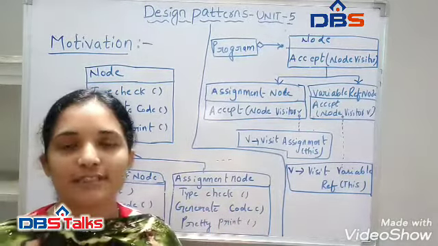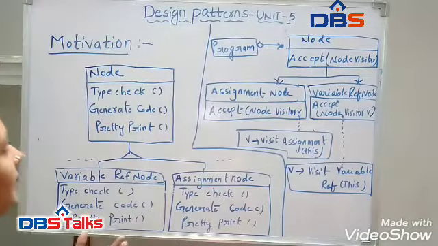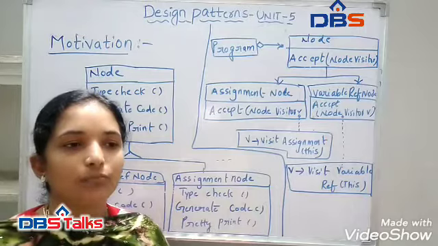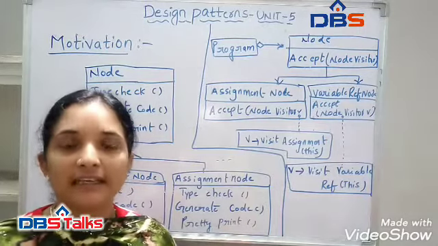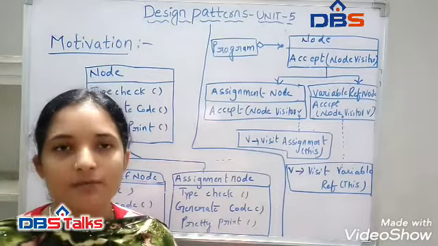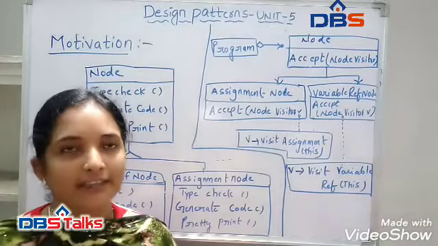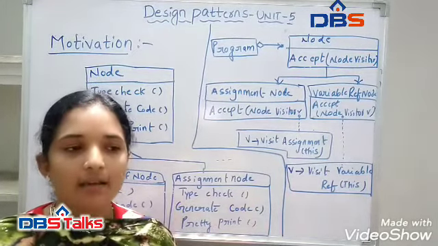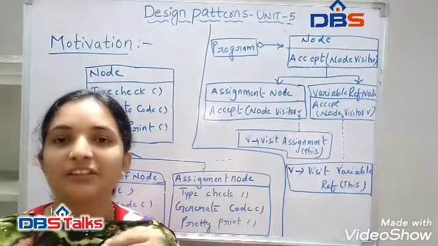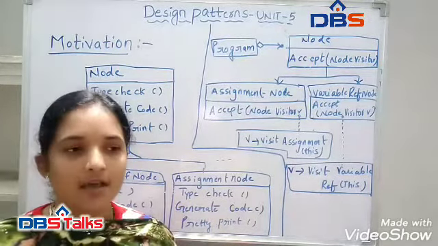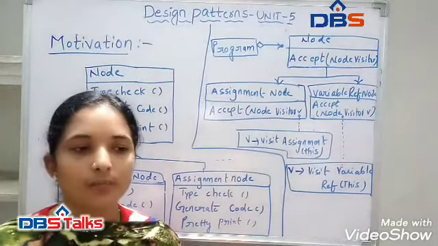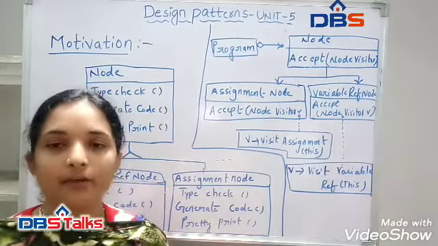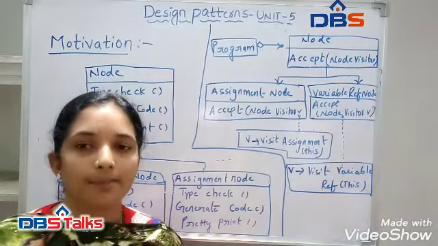The next classification is applicability. Applicability is nothing but this: an object structure contains many classes of objects with different interfaces, and you want to perform common operations that depend on their concrete classes. That is called the applicability.